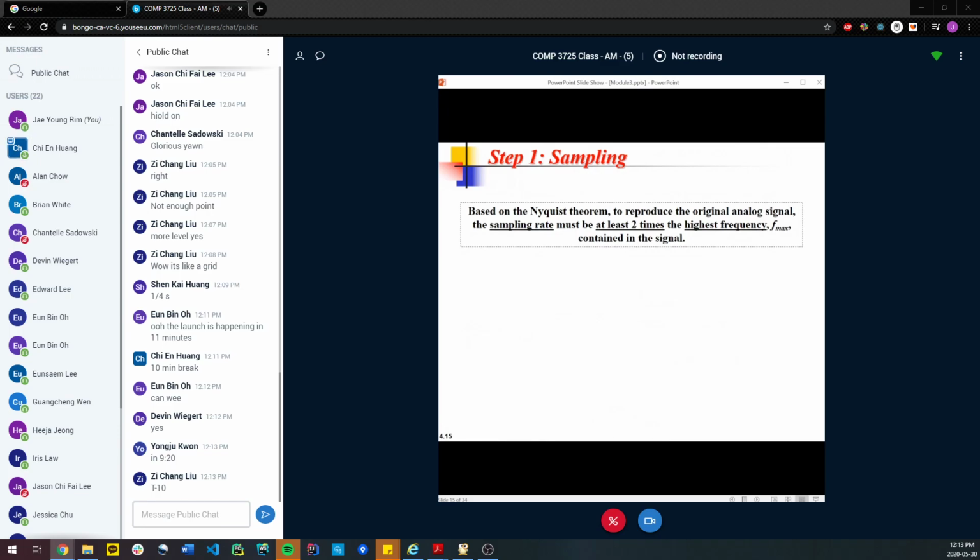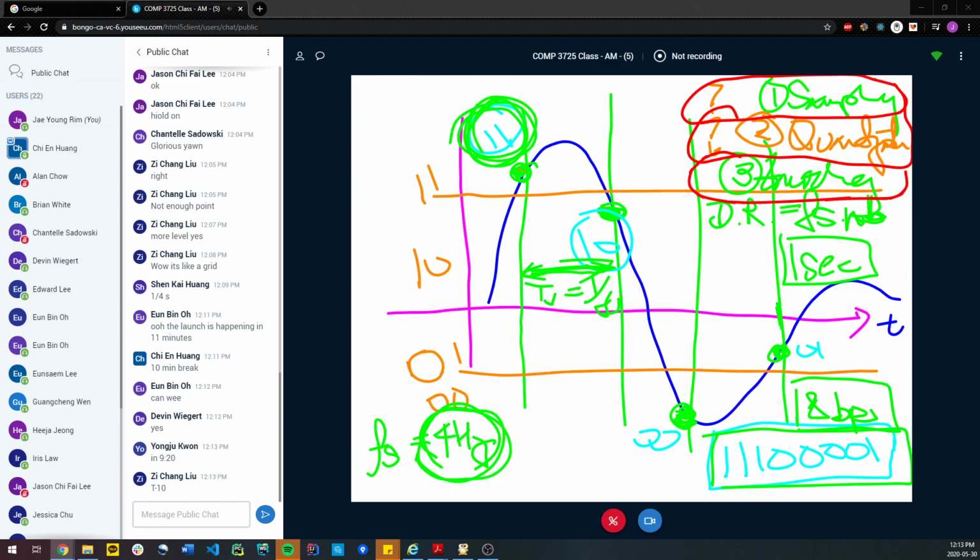Okay. So the first thing that we need to do is sample. As I said, the more samples we take, if I can take another sample here, or another sample here, or another sample here, the better the reproduction. But the problem is this: I cannot sample infinitely. Because if I do sample infinitely, the consequence is that it will result in an infinite number of bits. Does everybody get that?